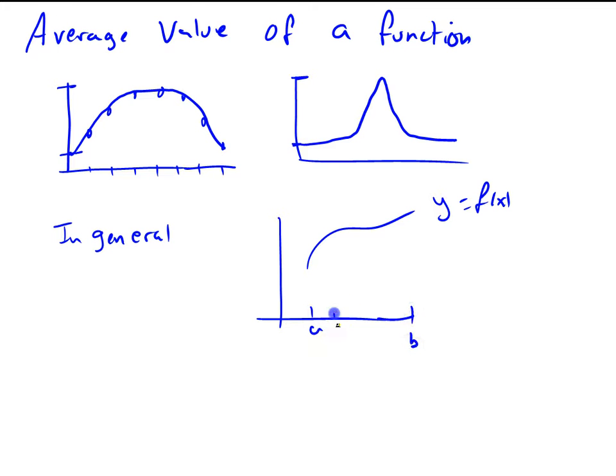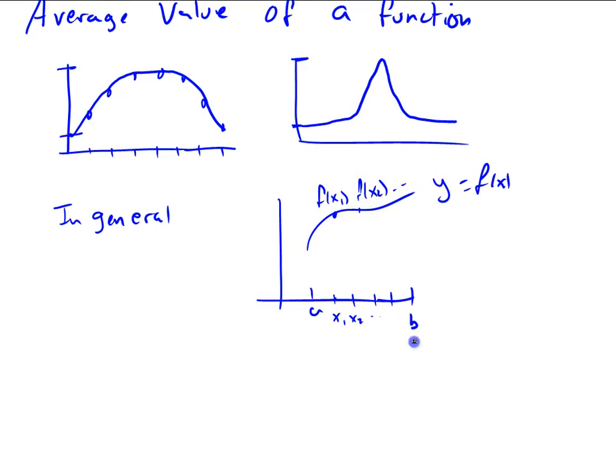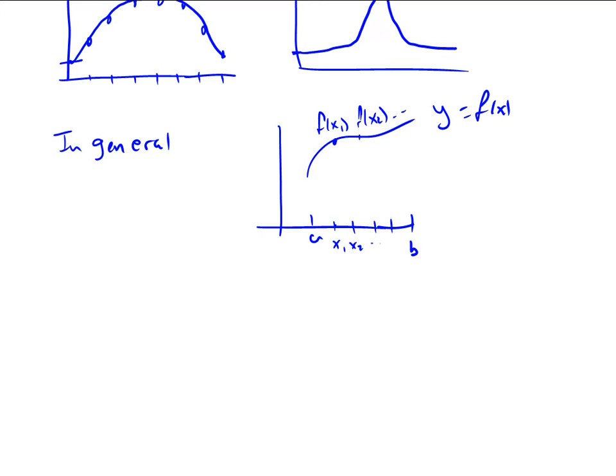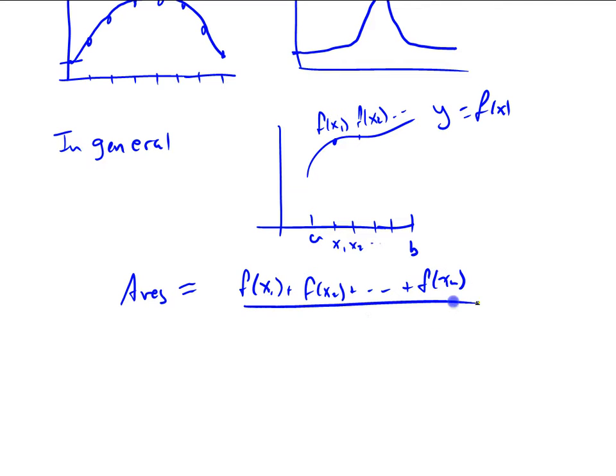And I want to take that interval and cut it up into a bunch of pieces. Let's call this x1, x2, and so on. At each of those x's, I'm going to evaluate the function. So this is f of x1, and the next one is f of x2, and so on all the way down the line. Add them up and divide by the total number. So I'm going to say that the average is approximately equal to f of x1 plus f of x2 plus, and so on, all the way down to f of xn, and then I'm going to divide by n.